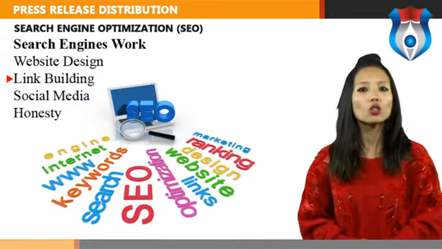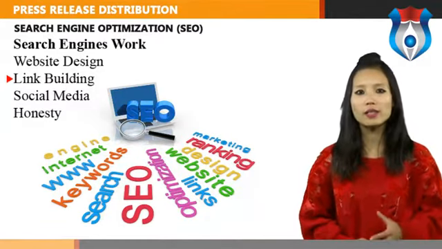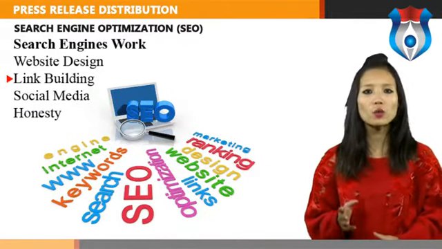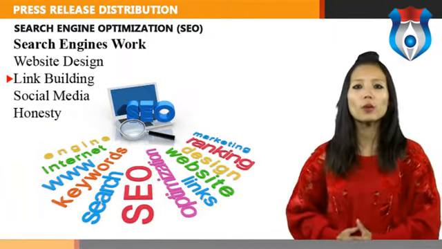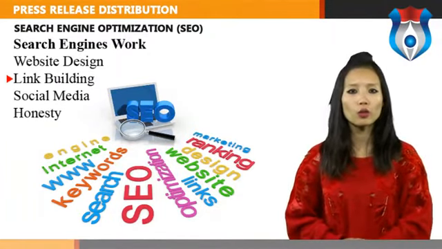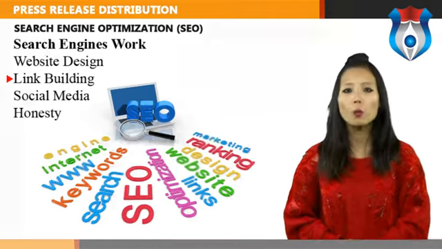Link building. Google uses over 200 factors when deciding whether a web page is relevant to any given search. The most influential is page ranking, which Google uses to measure the importance of web content.